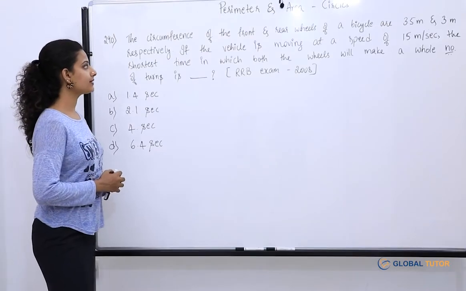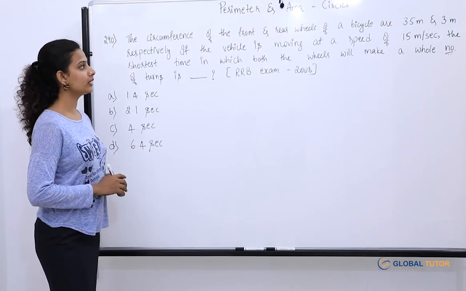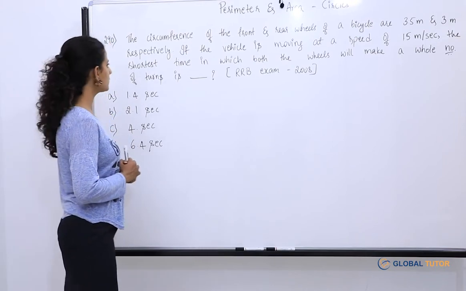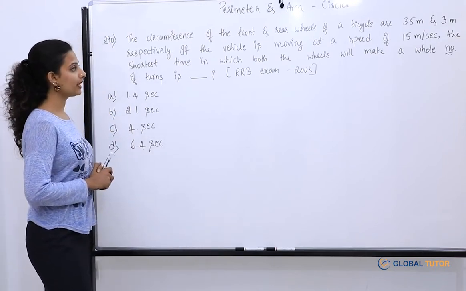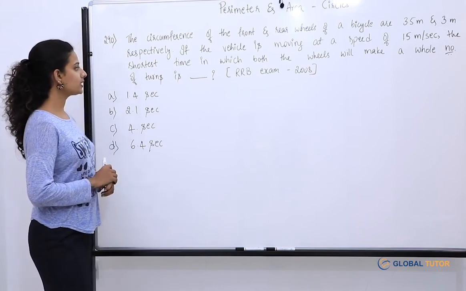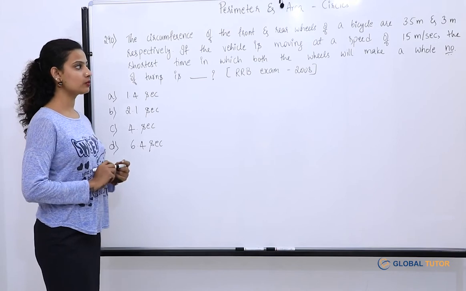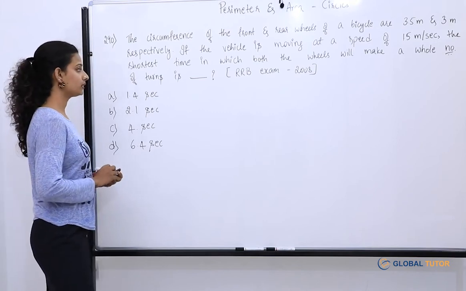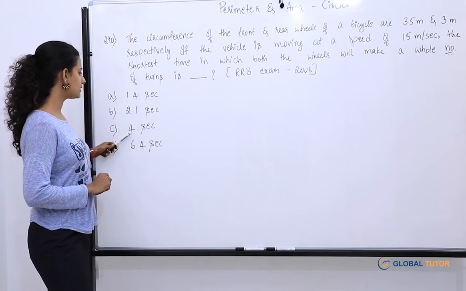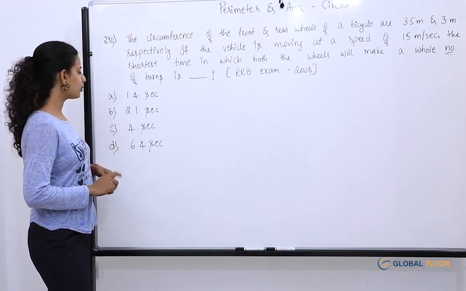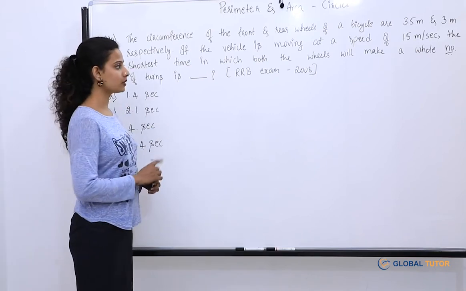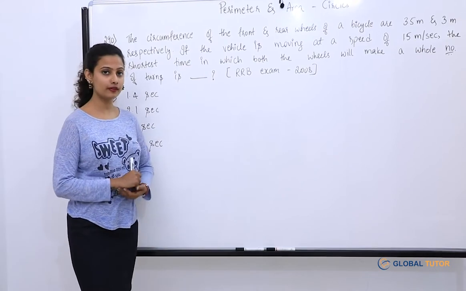The circumference of the front and rear wheels of a bicycle are 3.5 meter and 3 meters respectively. If the vehicle is moving at a speed of 15 meter per second, the shortest time in which both the wheels will make a whole number of turns is 1.4 seconds, 2.1 seconds, 4 seconds, 6.4 seconds. This question has appeared in RRB exam in the year 2008. Let us see how to solve this.